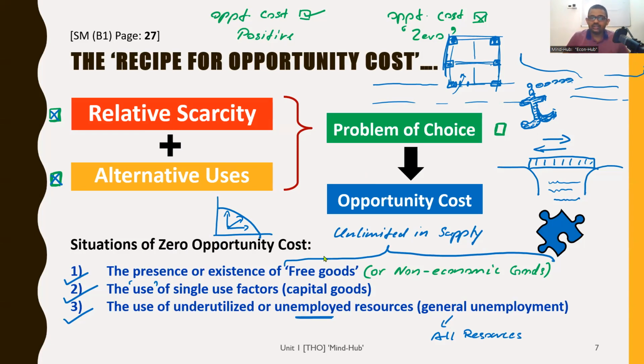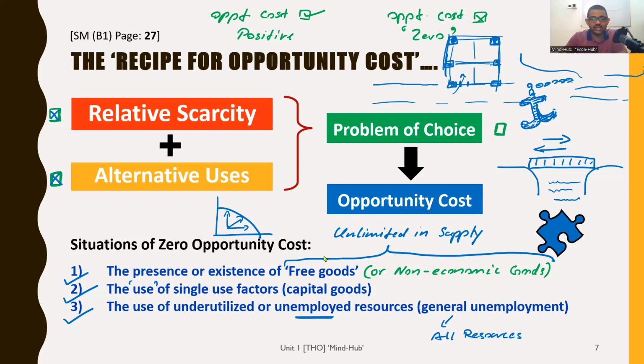Now we know the three situations of zero opportunity cost. What are the three situations of zero opportunity cost? Basically, use of free goods, or non-economic goods. Then secondly, we say what? The use of single-use goods or single-use capital goods, capital assets. And thirdly, the use of underutilized or unemployed resources. General unemployment.